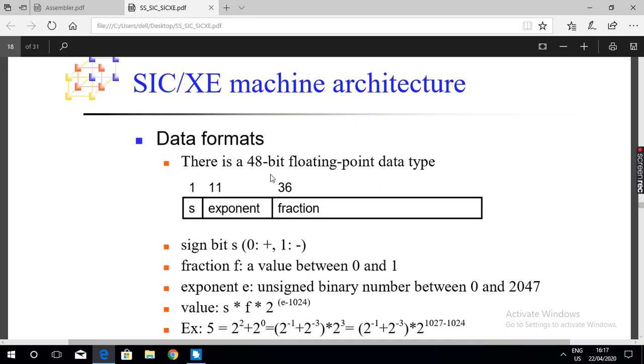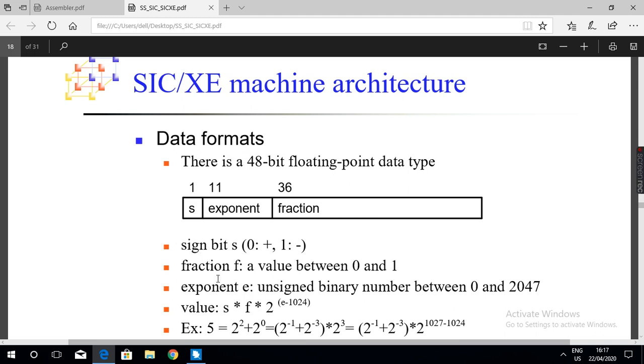There is a 48-bit floating point register. It is especially meant for storing the floating point values. So the first bit is meant for sign. If the number is a positive number, the first bit contains 0. If the number is a negative number, the first bit contains 1. S means sign bit, 0 for positive number, 1 for negative number. Next, 36 bits for storing the fractional part.